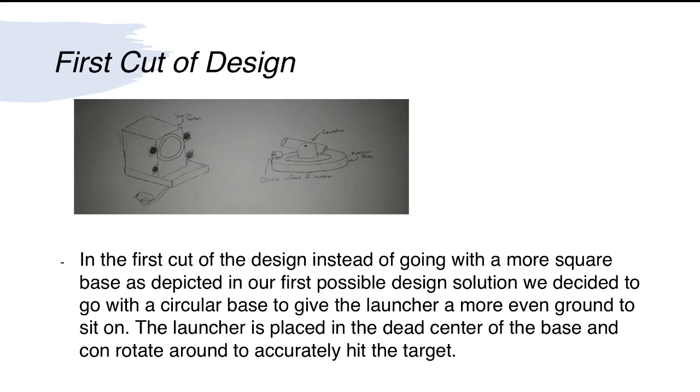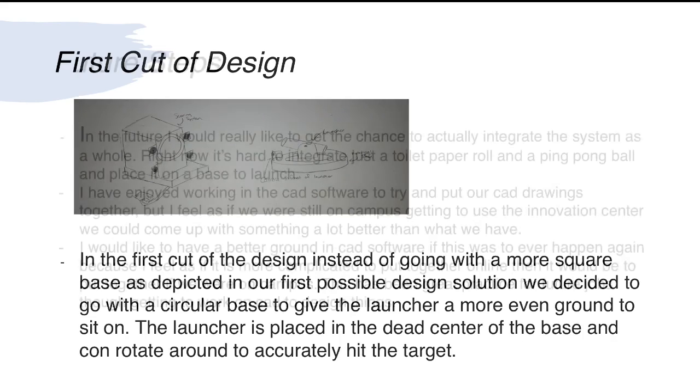First cut of design. In the first cut of the design, instead of going with a more square base as depicted in our first possible design solution, we decided to go with a circular base to give the launcher a more even ground to sit on. The launcher is placed in the dead center of the base and can rotate around to accurately hit the target. As you can see in the drawing, the launcher is placed on a circular base with the square base on top of that, and the launcher is resting on the axle.